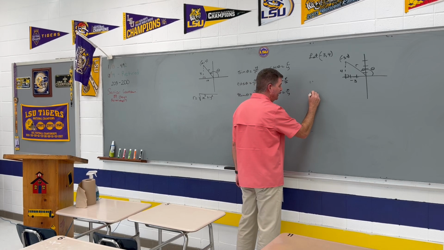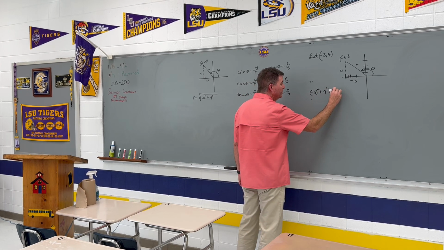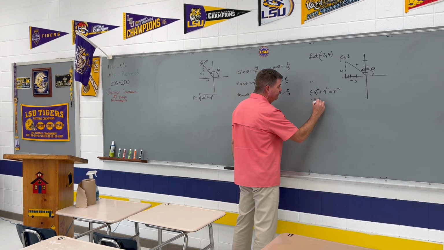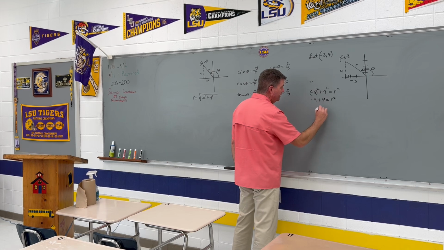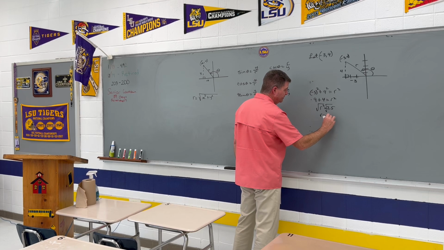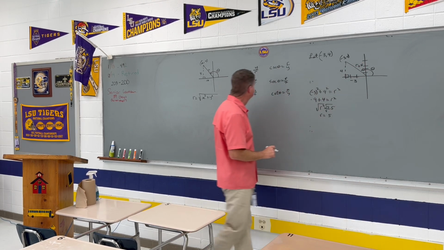We have negative 3 squared plus 4 squared equals r squared, which would give me 9 plus 16 equals r squared. R squared equals 25. Take the square root to get r. R equals 5. So in this case, r would equal 5.